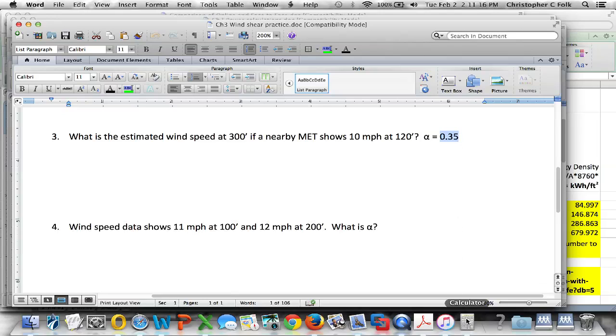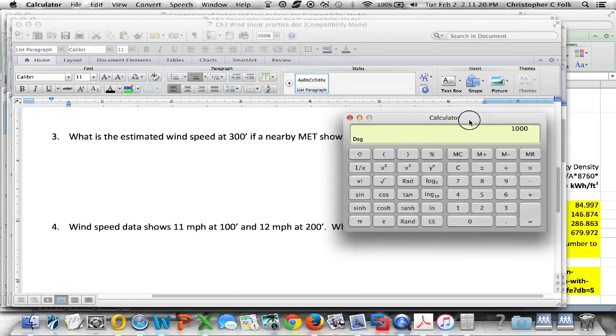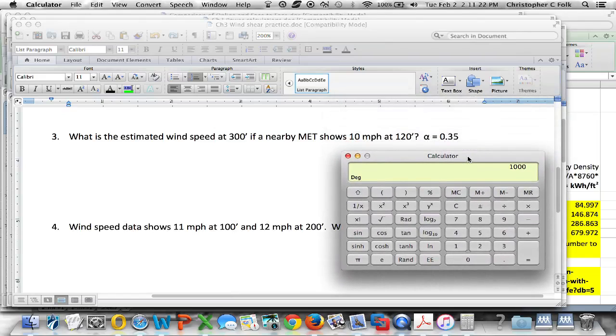Again, we'll use the calculator to do that. And using the calculator, I'm going to pull this down and we'll look at question number 3. Right? Question number 3 right here. We're going to clear this out. So we have to take and divide the new height by the original height and then raise that to the wind shear value and multiply that times the original wind speed.